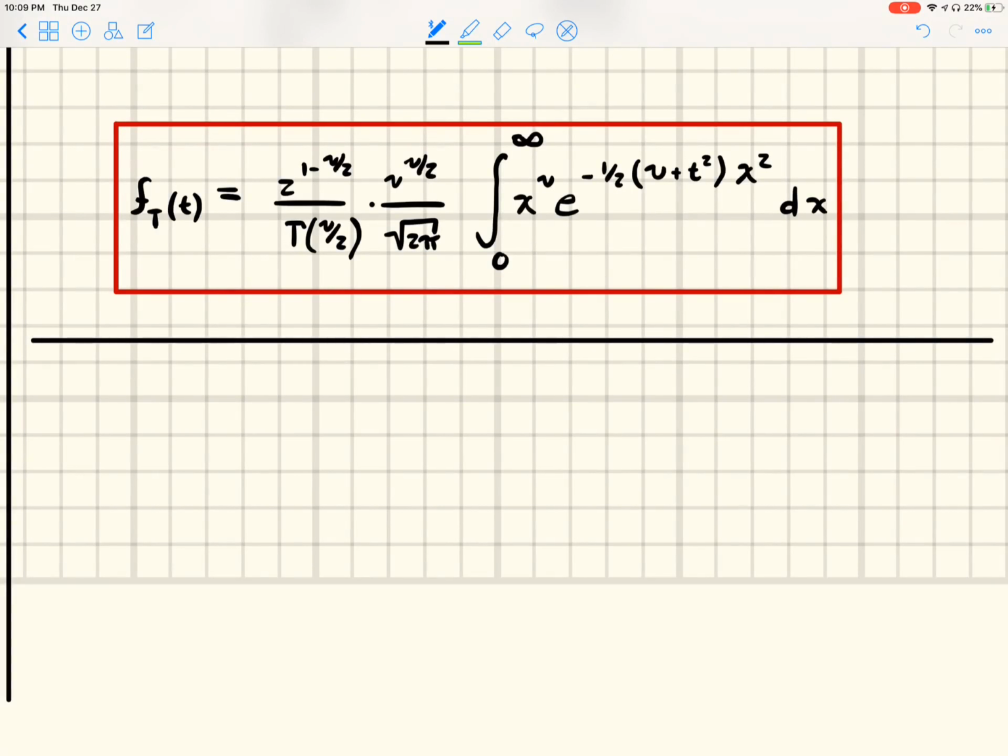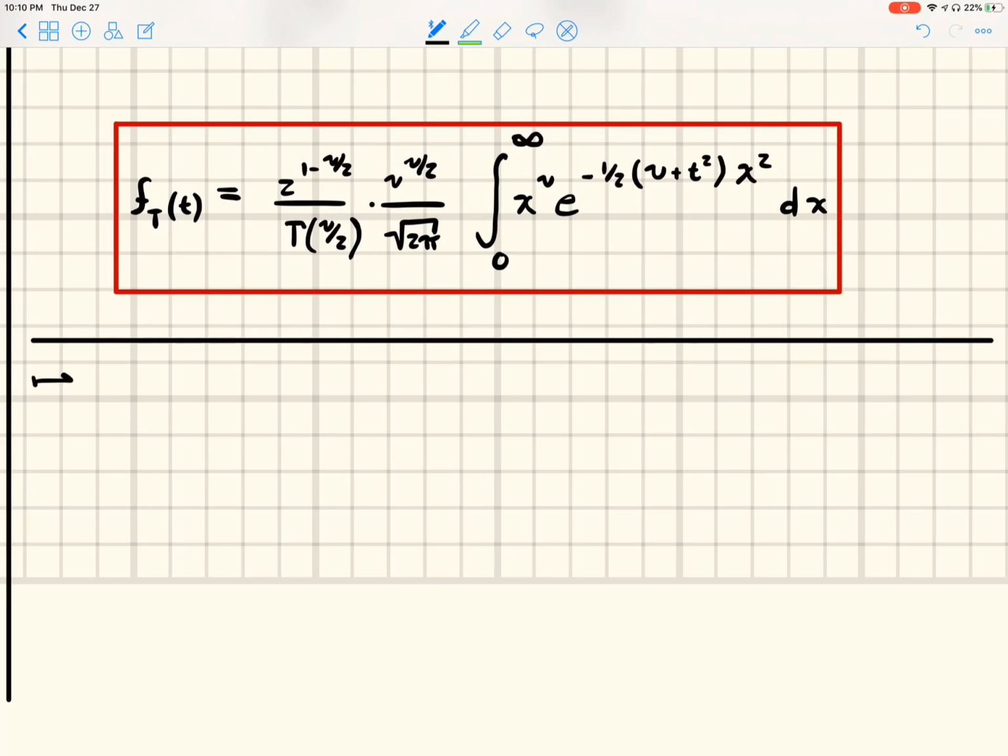Okay, moving on now. We've defined Student's t distribution in terms of this interesting improper integral, as well as a multiplicative constant out front. And before we move on, we're going to need to briefly touch on a definition, the definition of what's called the gamma distribution. That will help us to solve this improper integral.